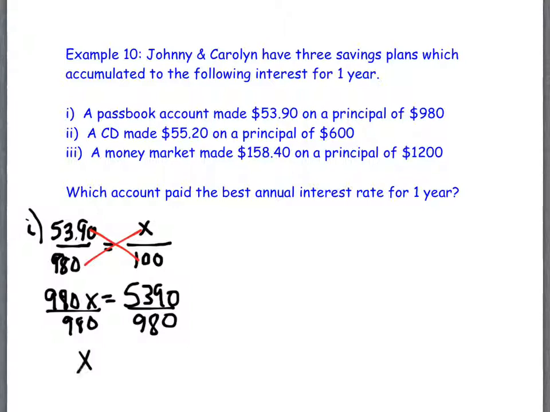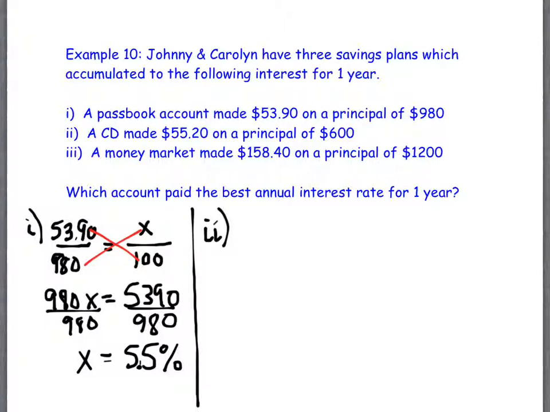What do we get for X? Oh, we could have used R, I guess, since we were talking about these before. What do we get? 5.5, and this is a percent, right, Shayna? Yeah, so we have 5.5%. So this is a passbook account. It's kind of like a savings account. So this is investment number 1.